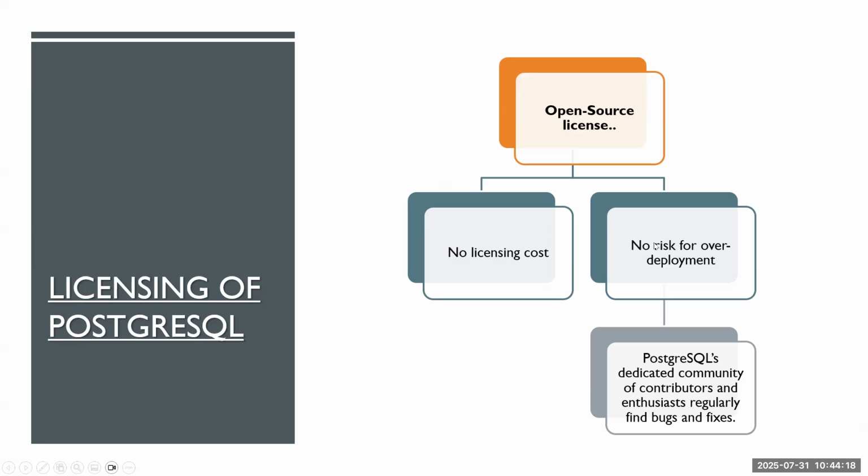How can you say there is no risk? PostgreSQL has a dedicated community of contributors and enthusiasts regularly finding bugs and fixing them. They are not only finding and fixing the bugs, they are also enhancing the Postgres engine. So there is mostly no risk while deploying your application and storing your data on the Postgres engine.